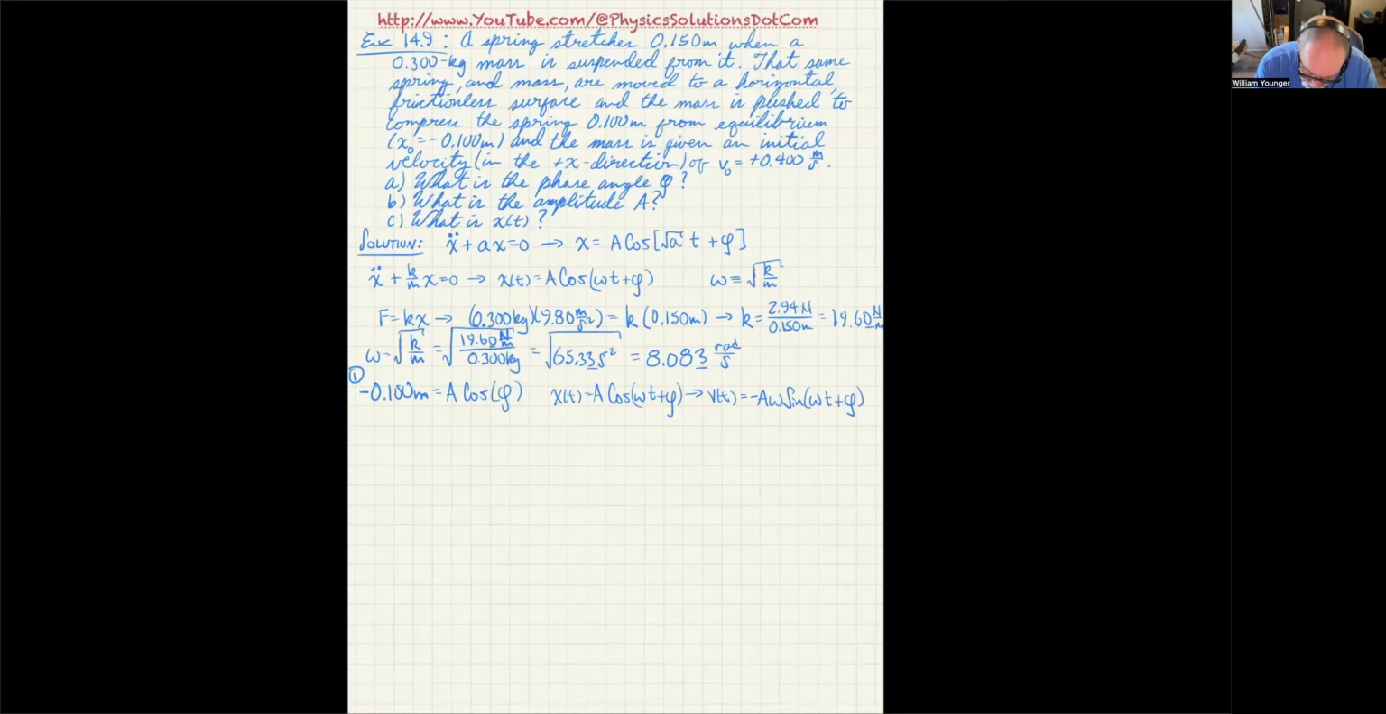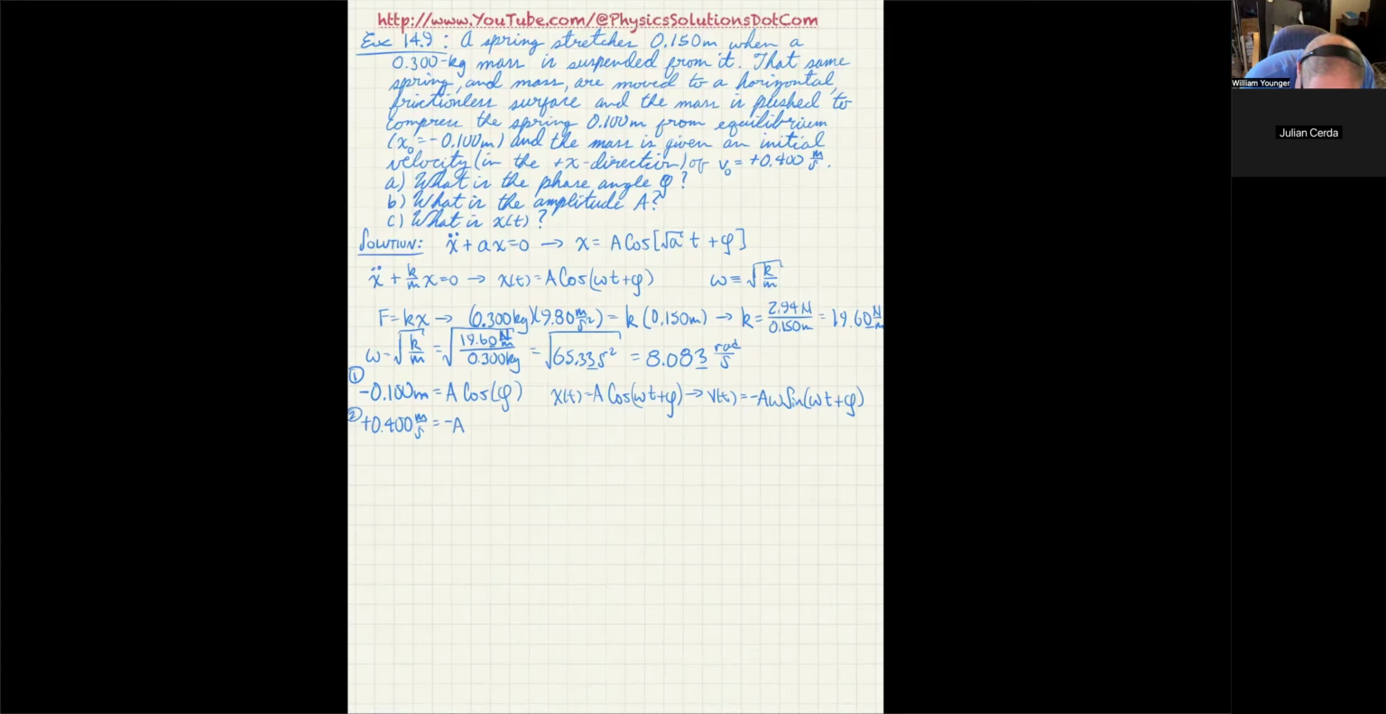So when I plug in velocity at t equals 0, the sine of omega t plus phi just becomes the sine of phi. So for equation 2, the initial condition is positive 0.400 meters per second is equal to negative A times 8.083 radians per second times the sine of phi.